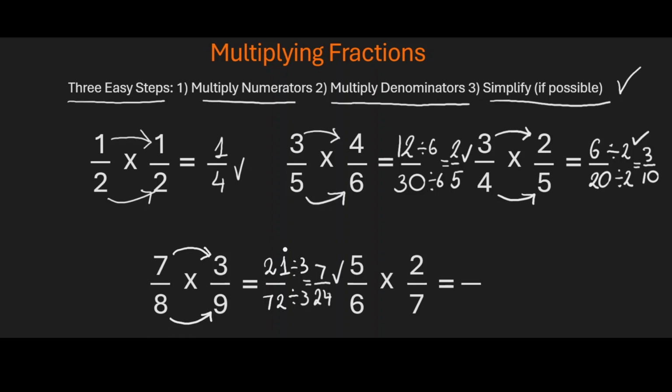Lastly, we have 5/6 multiplied by 2/7. Multiply the numerators. 5 times 2 equals 10. Multiply the denominators. 6 times 7 equals 42. That gives us 10/42, and since both can be divided by 2, we simplify it down to 5/21. This one can't be simplified any further, so that's our final answer.